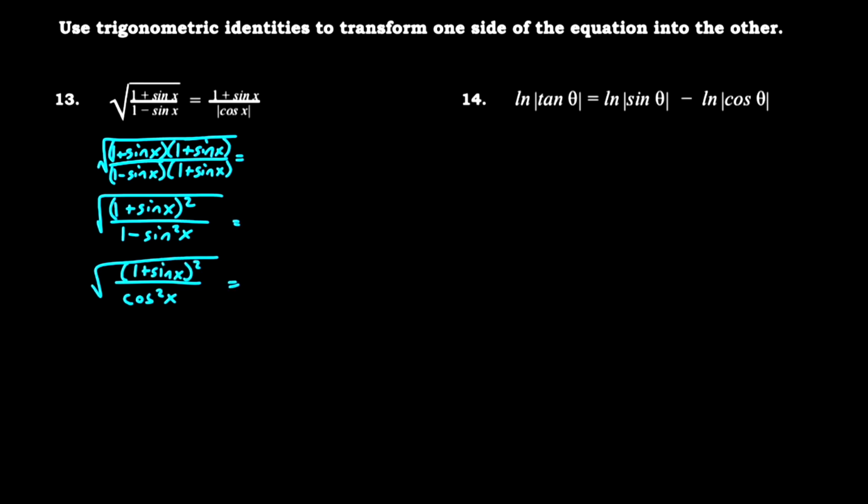Now, before I go too much further, I do actually want to take a step back and point out the difference between these two things. Right on top, we have 1 plus sine of x. That factor is being squared. On bottom, we have sine of x being squared. So those are different things.